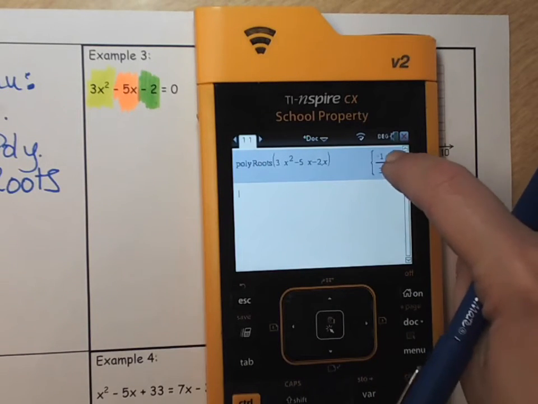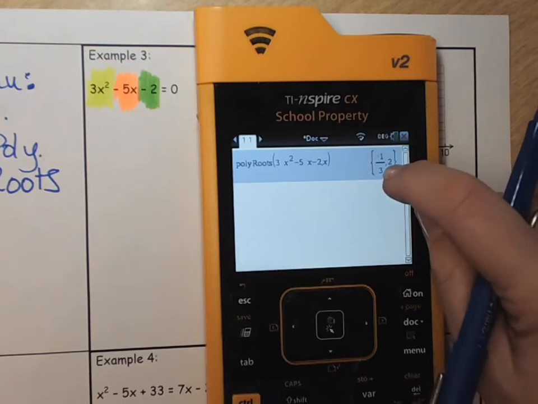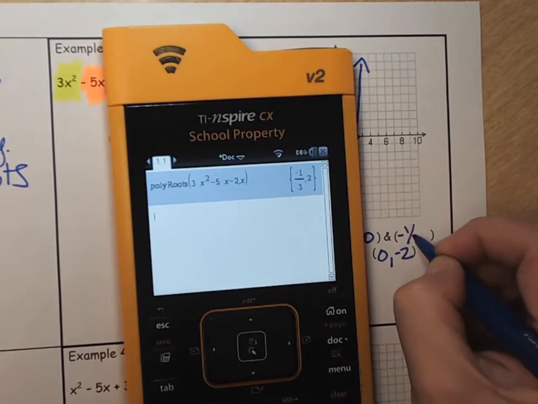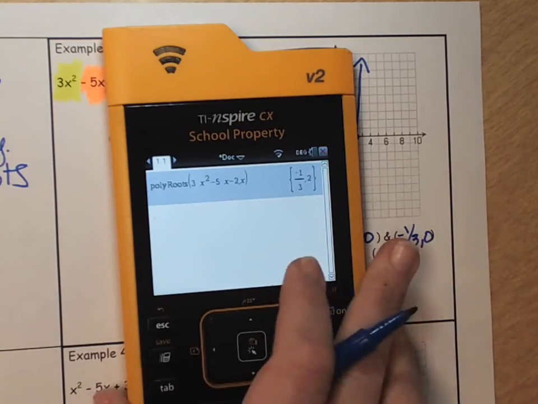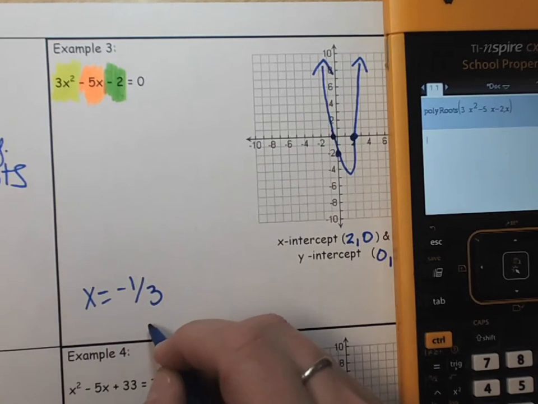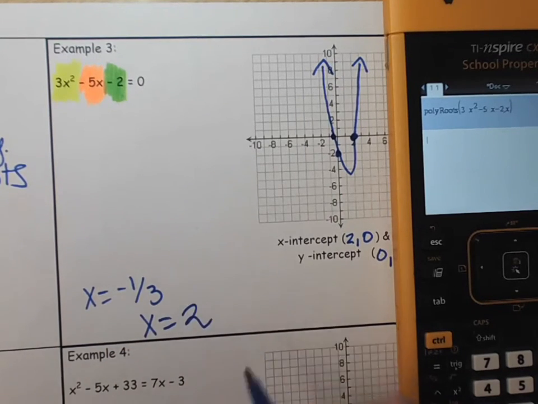So we were right. It was negative 1/3. But we weren't sure because of the decimal. So I'm going to go ahead and put a negative 1/3, comma 0 over here. So x equals negative 1/3, and x also equals 2.